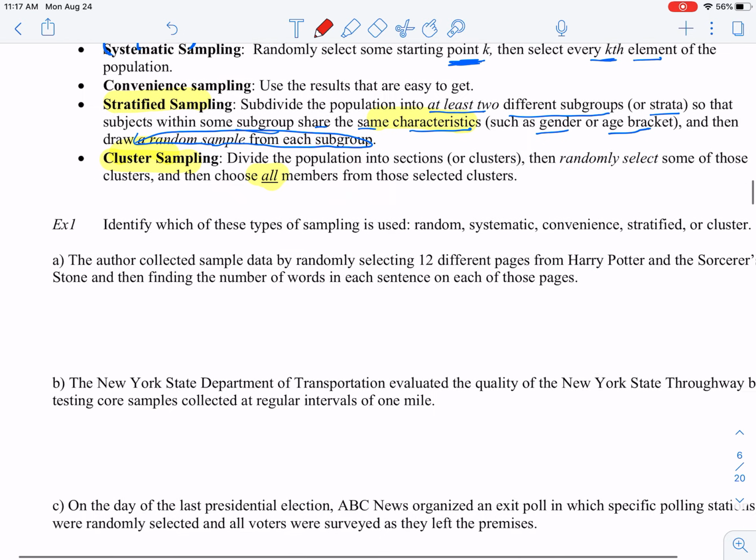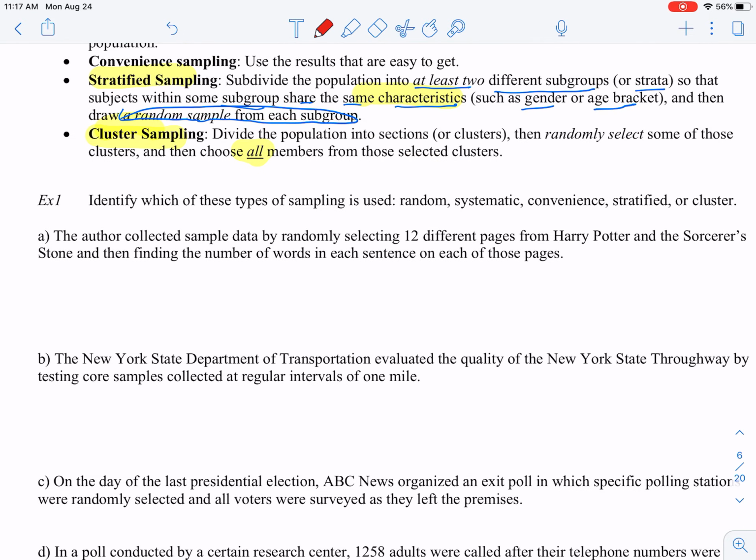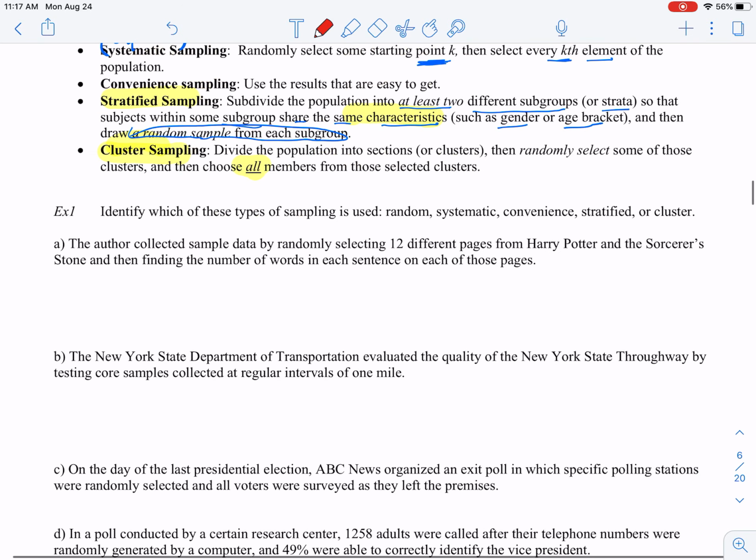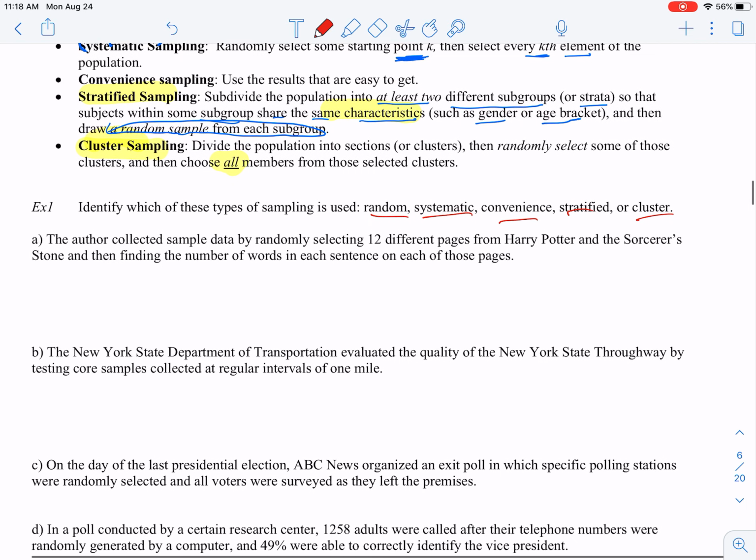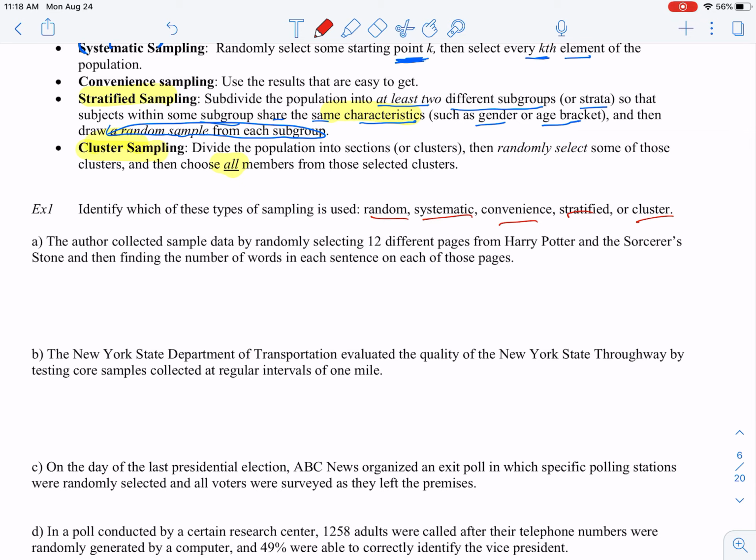Let's apply these methods of sampling in some examples. It says to identify which type of sampling is used: random, systematic, convenience, stratified, or cluster. Example 1a: the author collected sample data by randomly selecting 12 different pages from Harry Potter and the Sorcerer's Stone, and then finding the number of words in each sentence on each of those pages. So we have to think about what the population is, what the strata are, and what the result is. What we're interested in is the number of words.